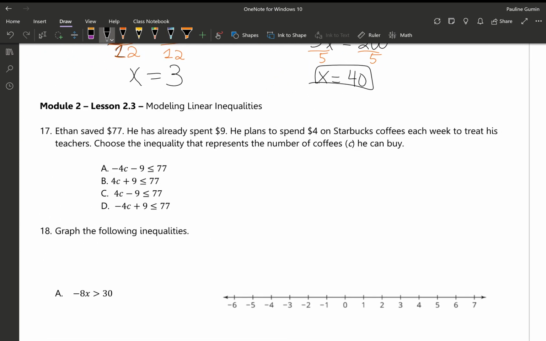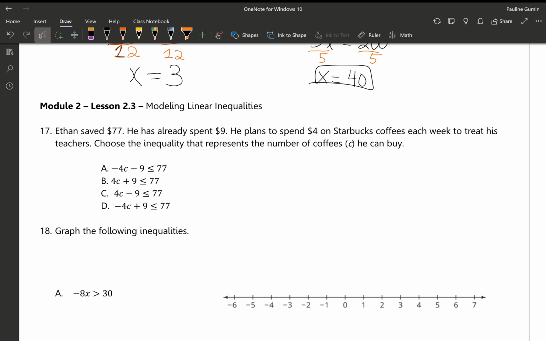Ethan saved $77. He already spent $9. He plans to spend $4 on Starbucks coffee each week to treat his teachers. That's so nice of him. Choose the inequality that represents the number of coffees C he could buy.